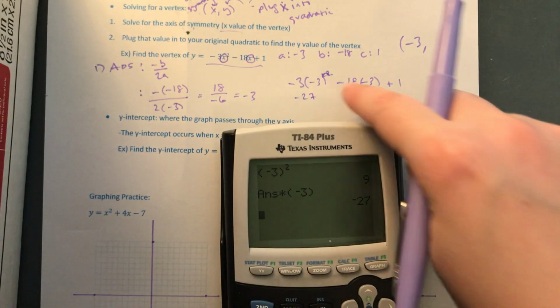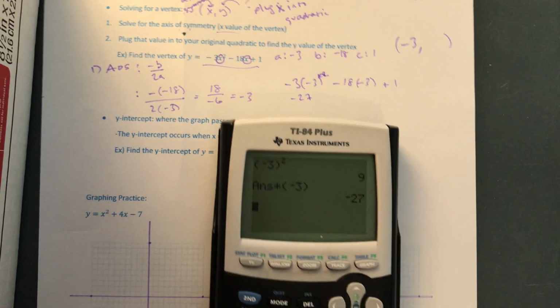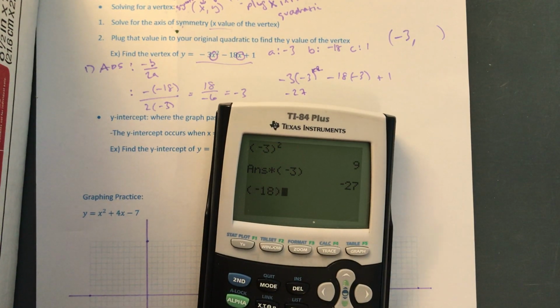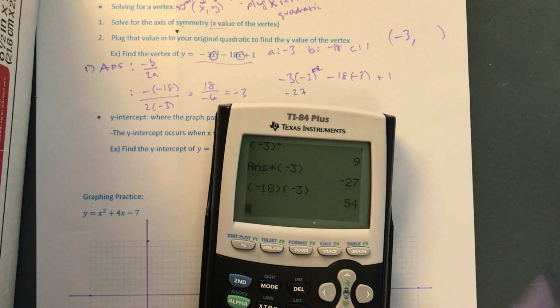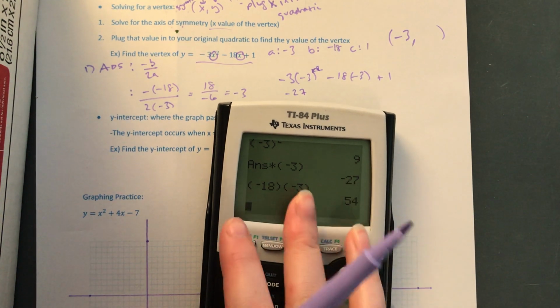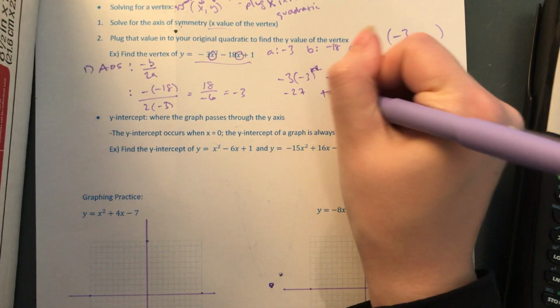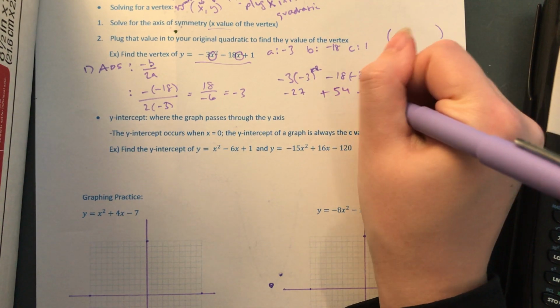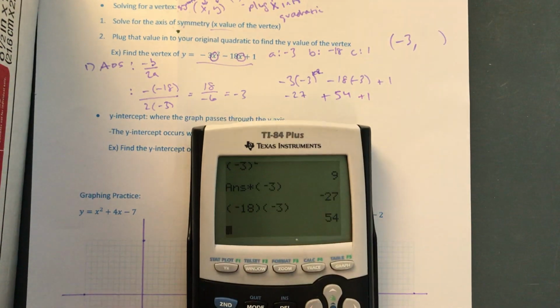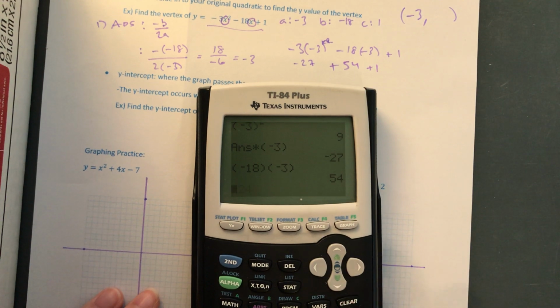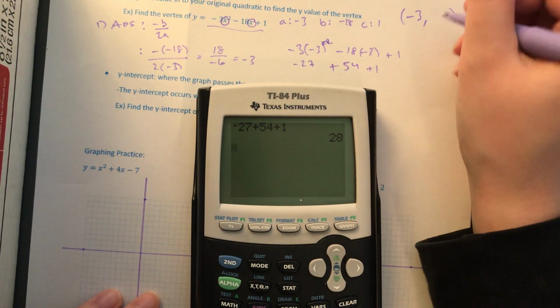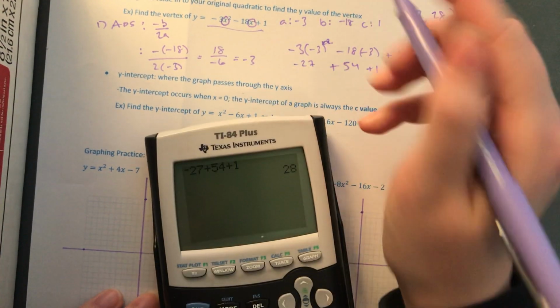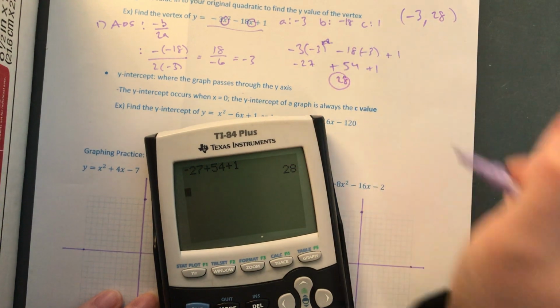And then we've got negative 18 times negative 3. So negative 18 times negative 3 is positive 54. So negative 27 plus 54 plus 1. So I'm just going to my calculator. Negative 27 plus 54 plus 1 is 28. So this all ended up simplifying down to 28.